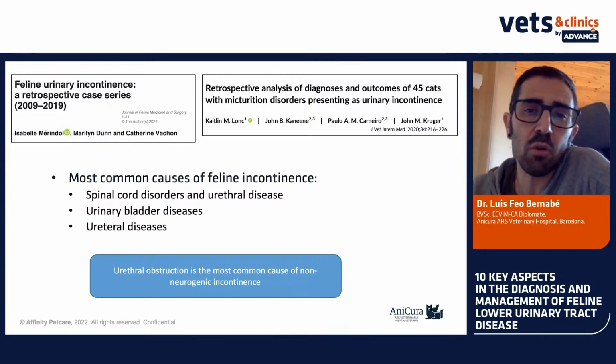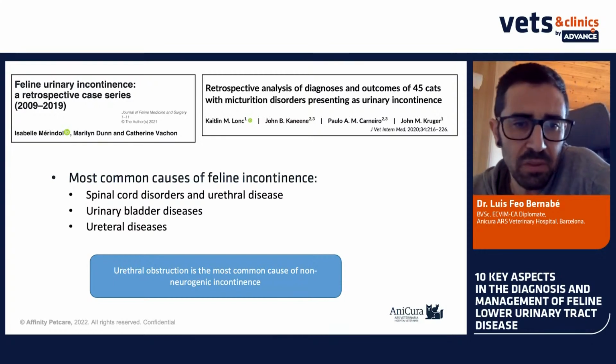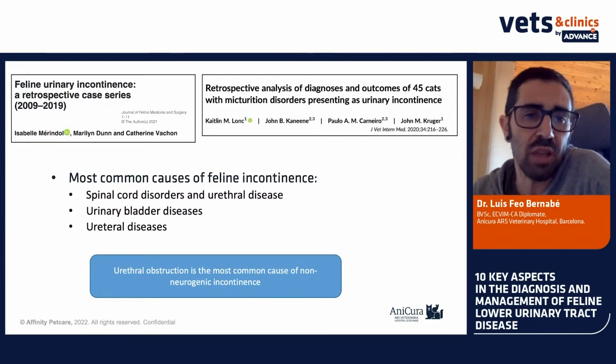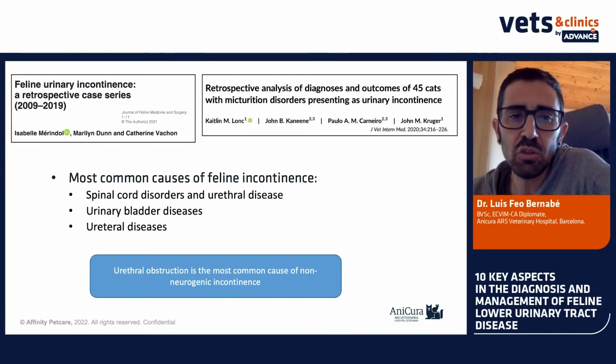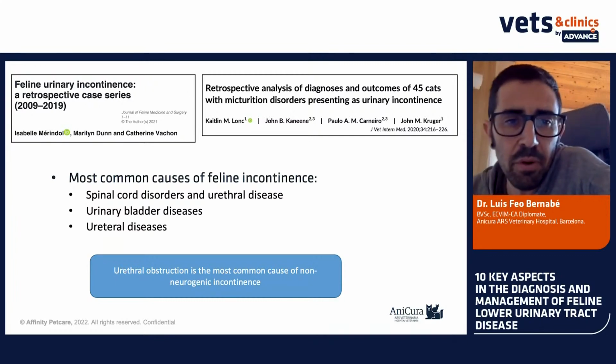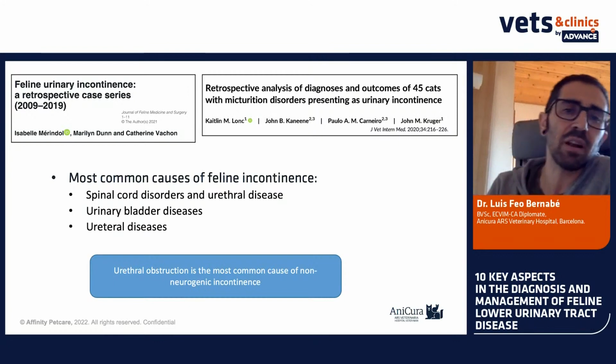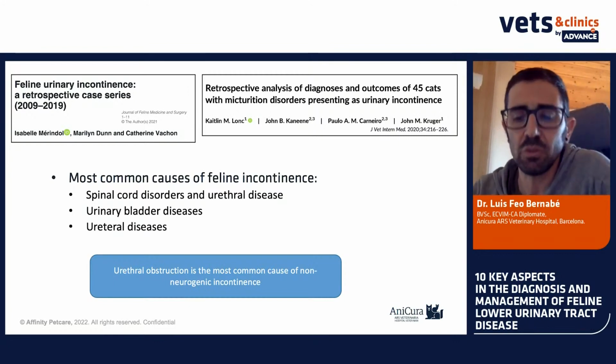But you can also have incontinence with other problems like urinary bladder disorders, like UTIs, and urethral diseases like urethral obstructions. But I want you to remember that most of the cases will have spinal cord disorders or urethral disorders.